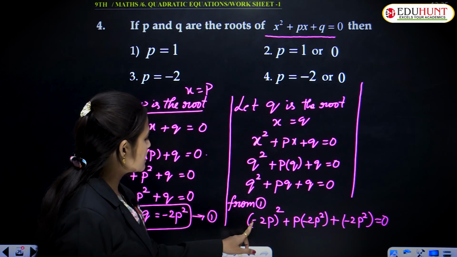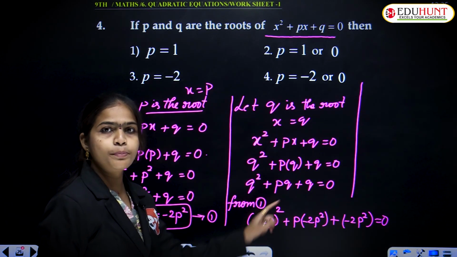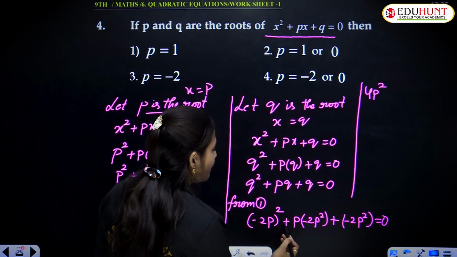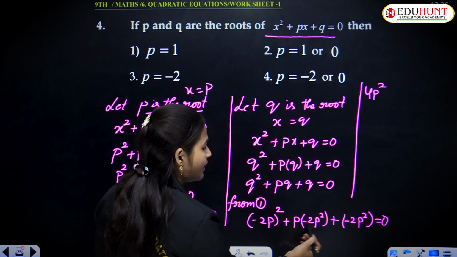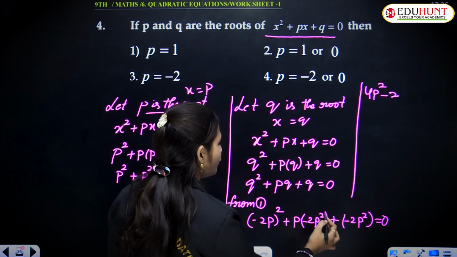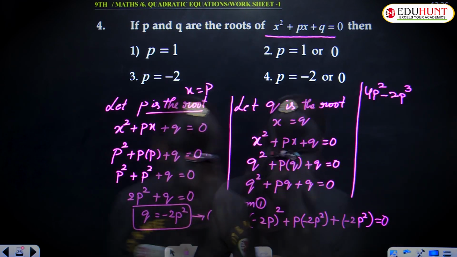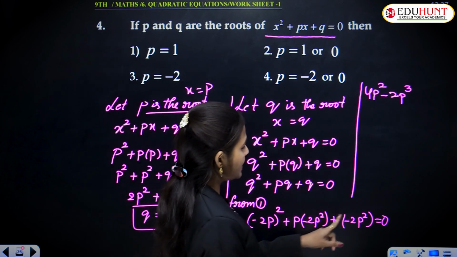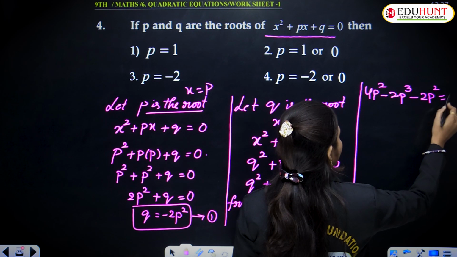Understand? So simplify this. Minus 2p whole square. So minus means positive you will get. 2 square is 4, p square is again p square. So that is 4p square. And here plus into minus. Here square is there for only p, not for 2. So plus into minus is minus 2, into p into p square is p cube. So minus 2p cube, plus into minus is minus 2p square, which is equal to 0.